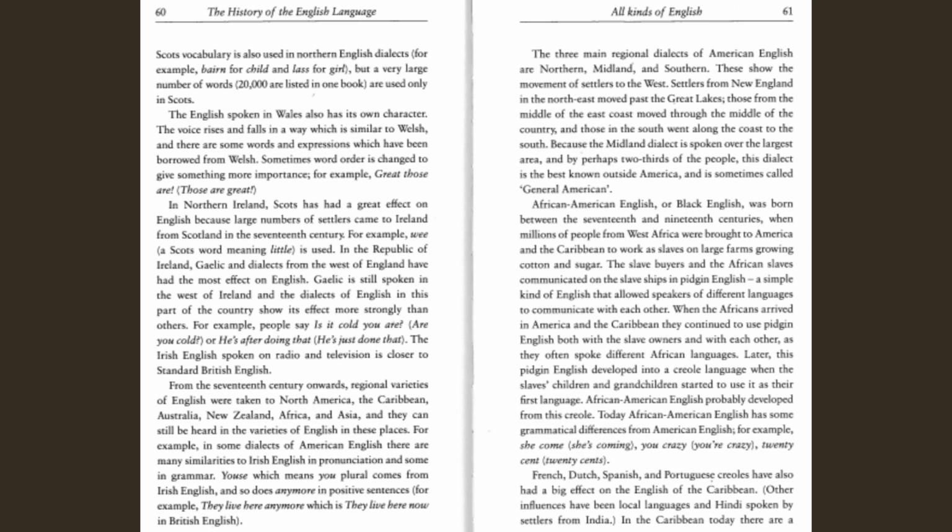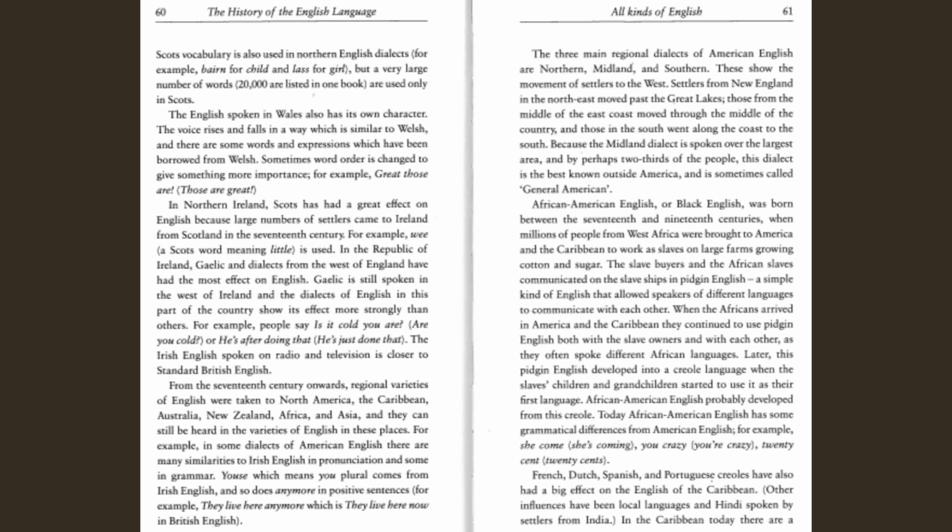Sometimes word order is changed to give something more importance. For example, "Great, those are" for "Those are great." In Northern Ireland, Scots has had a great effect on English because large numbers of settlers came to Ireland from Scotland in the 17th century. For example, "wee," a Scots word meaning little, is used.